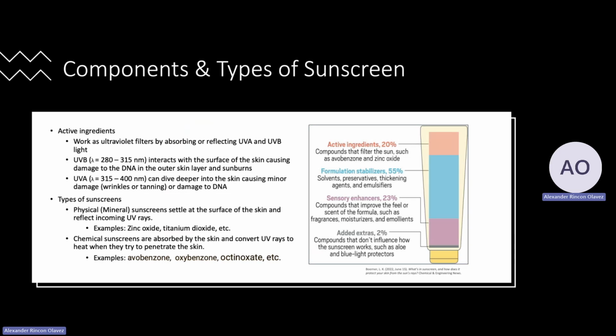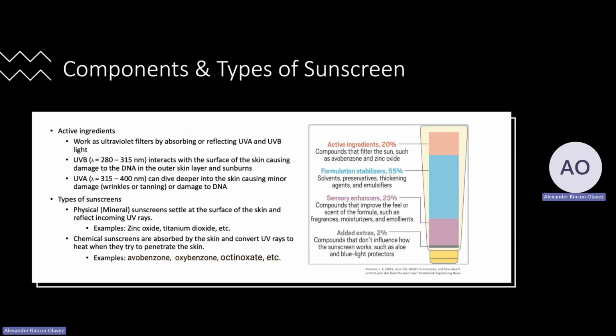This radiation can come in two types, which are UVA and UVB light. So UVB light, as it has a shorter wavelength, interacts with the surface of the skin and causes damage to the DNA in the outer skin layer and sunburns. On the other hand, UVA light, since it has a longer wavelength, can dive deeper into the skin and cause minor damages such as wrinkles or tanning, or even damage to the DNA.